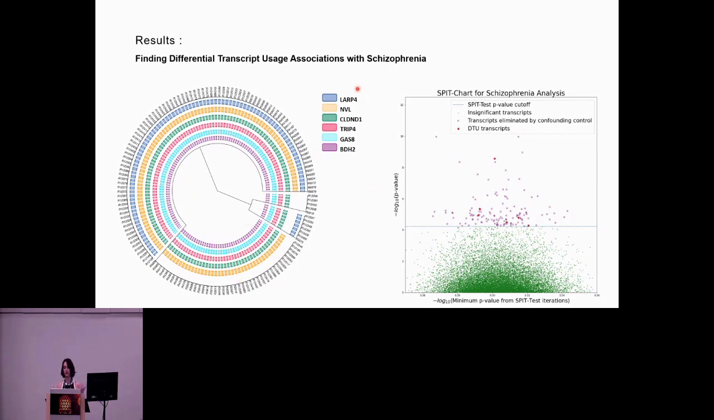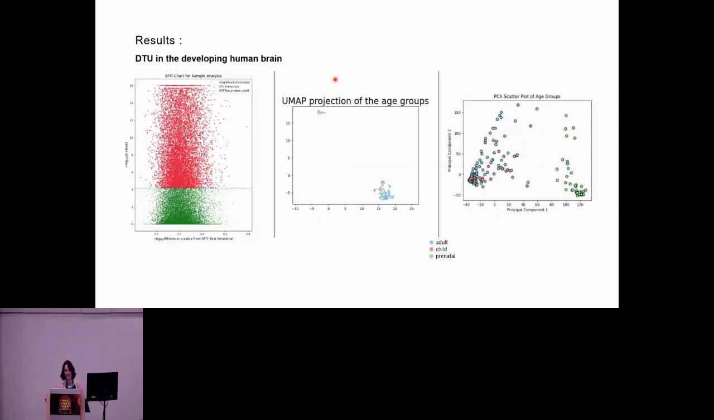And some of them are shared among all of them, and some of them are unique to a specific subcluster. And all of these genes have been implicated with neuropsychiatric disorders and developmental disorders previously. So they do make sense a little bit.